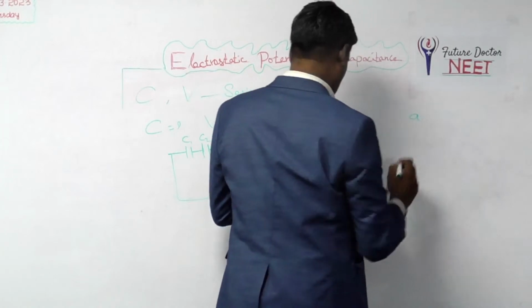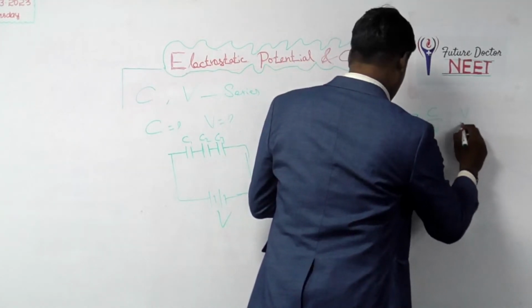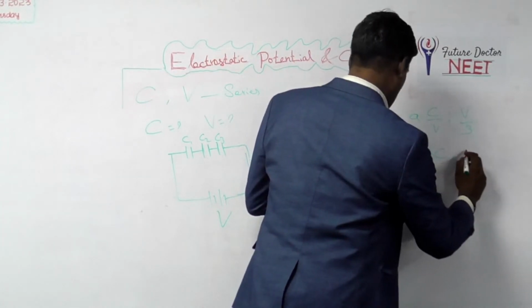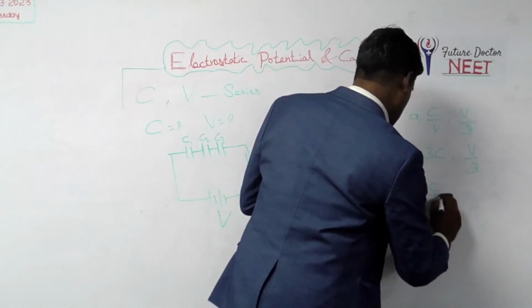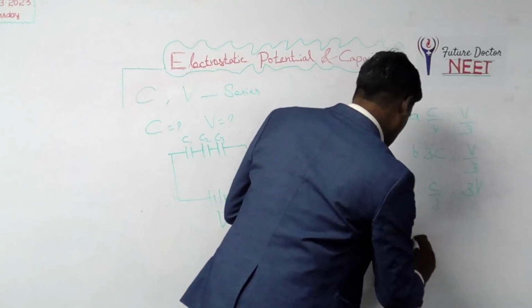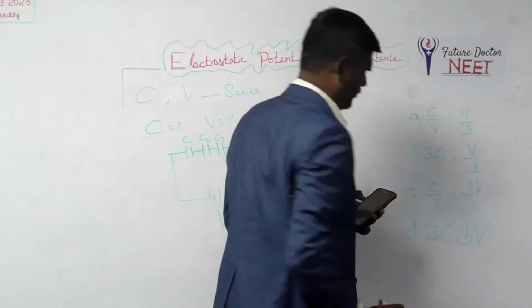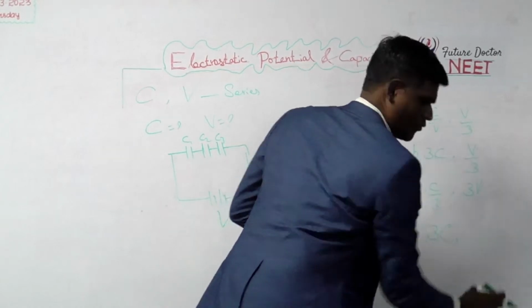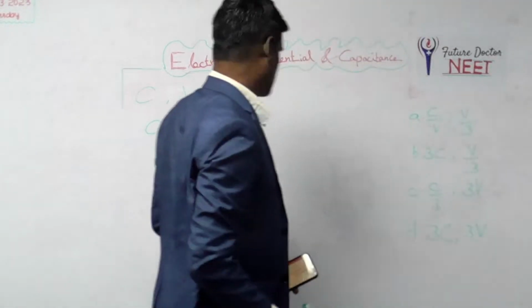Option A, C by 3 comma V by 3. Option B, 3C comma V by 3. Option C, C by 3 comma 3V. Last option, 3C comma 3V. Which is the correct answer?